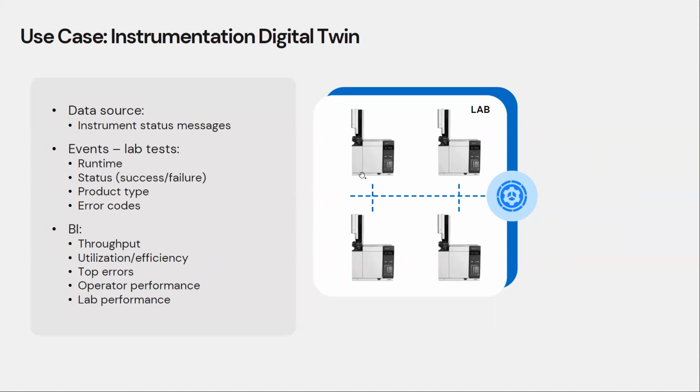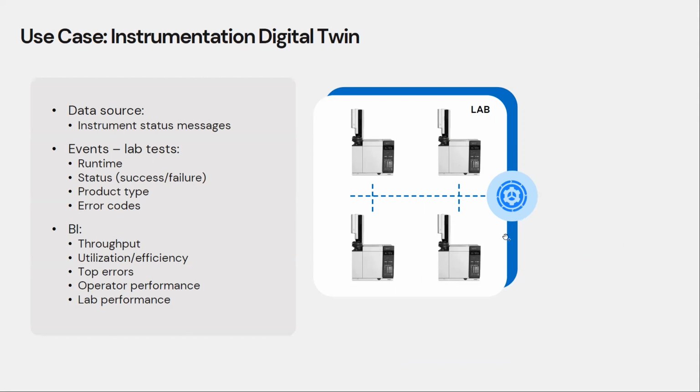The events in this case are basically tests, right? So if a test has been performed, what's the runtime, what's the status, success, failure, other conditions, what's the product that's running in the instrumentation, what are the different error codes, who are the operators. Those are the properties of the test event. So what you want to do is collect the raw data, generate test events from the raw data, and generate that from a single lab, then aggregate that across different labs.